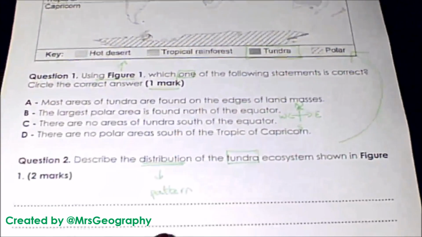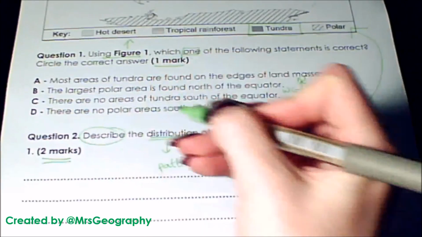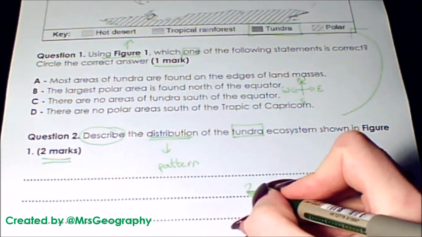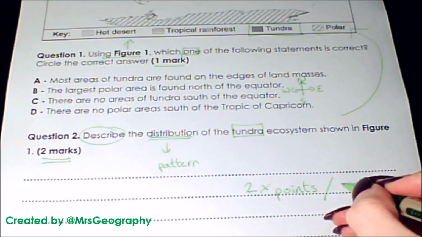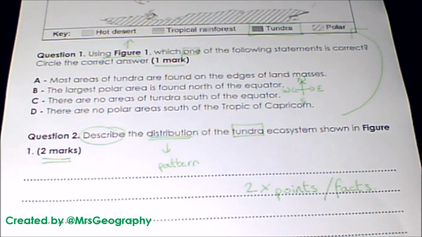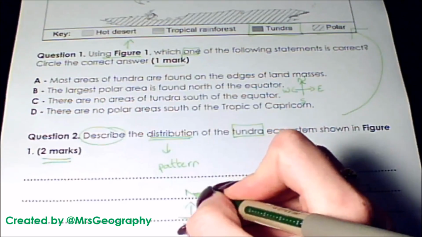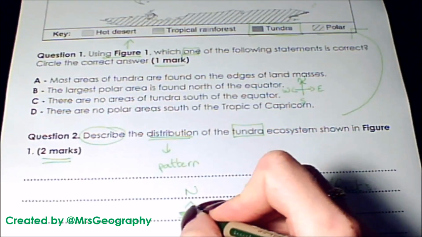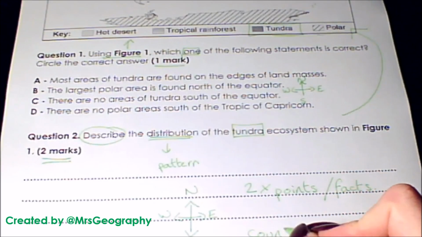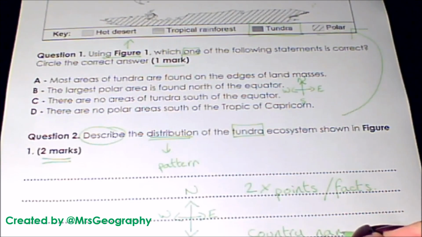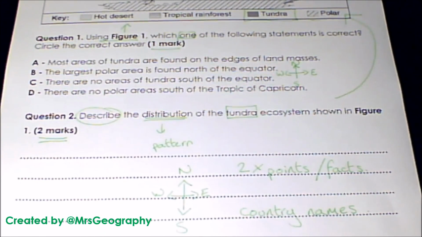So if we go back to question 2, it's worth 2 marks. Because it's a describe type question, we need to give 2 points. You might know them as two facts. Think about locational knowledge and think about compass directions. Think about country examples. This will prove to the examiner that you can demonstrate geographical knowledge. Have a go at answering that question.